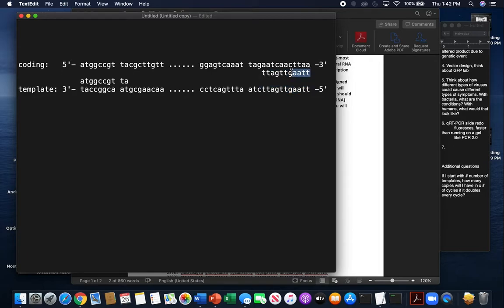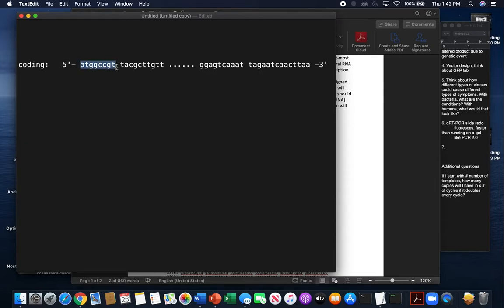And so now if I have a primer binding here, it will synthesize 5' to 3' and move in this direction. So now I can go here and I can also go here, and I'll end up with 2 double-stranded DNA segments.